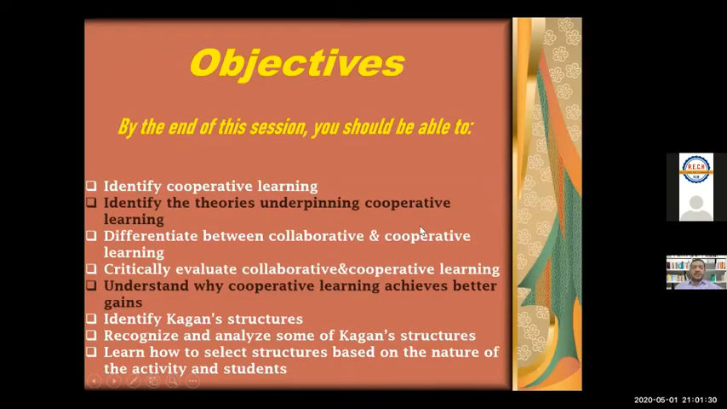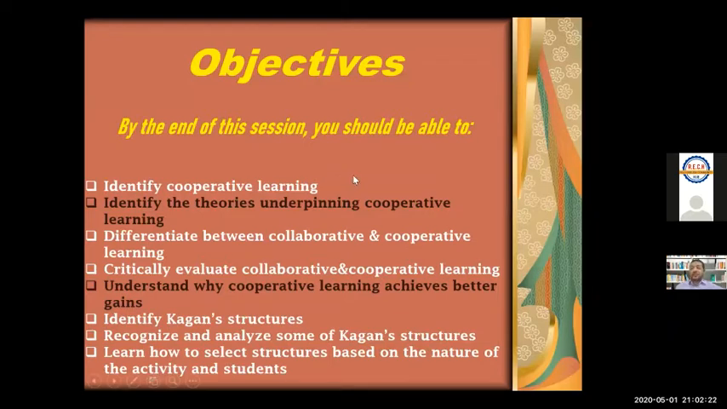So at the beginning, these are the objectives for today's session, but the two in black, we cannot delve into in detail just because of the time of the session. We're going to identify cooperative learning, learn quickly and briefly the difference between collaborative learning and cooperative learning. This is confusing to many people nowadays, and we're going to critically evaluate cooperative and collaborative learning. We're going to identify Kagan's structures. Kagan's is one type of cooperative learning. Recognize and analyze some of Kagan's structures, and understand and discuss together how to select which strategy according to the activities we have in class.